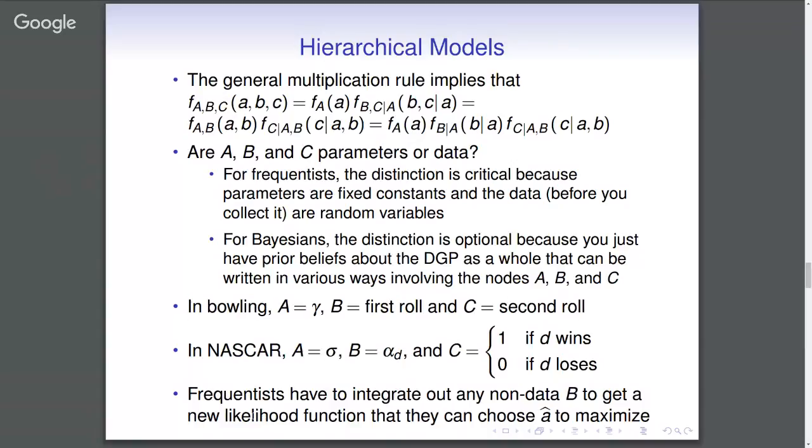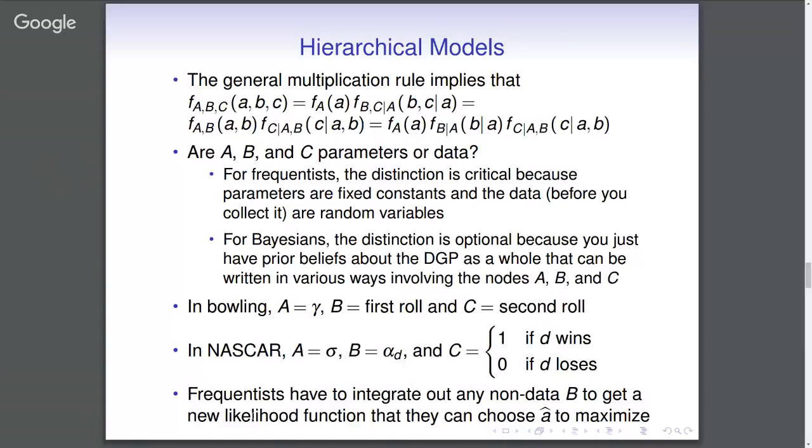B is the driver-specific intercept that has a normal 0 sigma prior on it. And C is the outcome. Does driver D win or lose that race? And so you can do frequentist estimation of hierarchical models, but for frequentist, you have to do integration to integrate out any of these B things if they're not data.